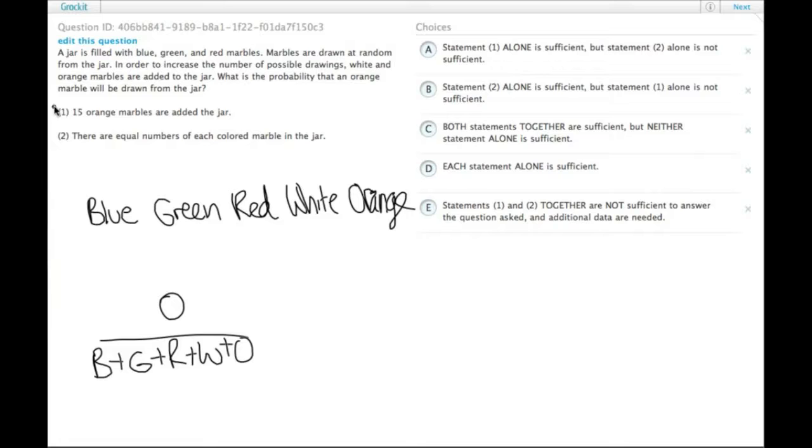Isn't that great? So statement 1 tells us that 15 orange marbles are added to the jar. This tells us O equals 15, but we don't have any of the other marble numbers. So this is not going to be sufficient on its own. We get rid of A and D.